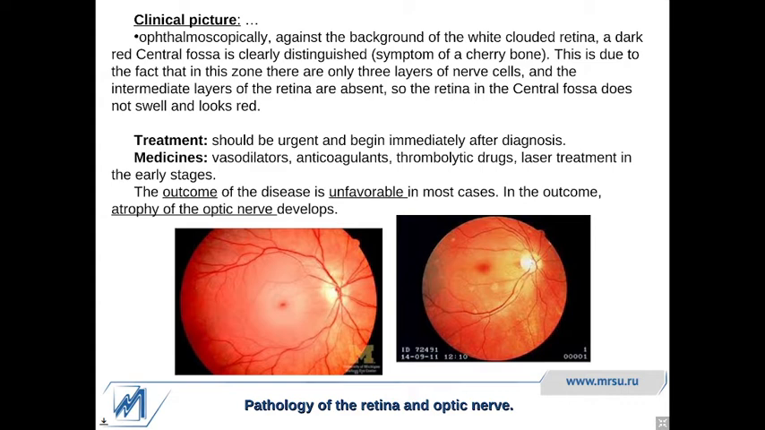About treatment. It should be urgent, of course, and begin immediately after diagnosis. Something like a stroke, but in the eye. Medicines: vasodilators, anticoagulants, thrombolytic drugs, laser treatment in the early stage. The outcome of the disease is unfavorable in most cases. In the outcome, atrophy of the optic disc develops. Treatment must be within 6 hours after the start of the disease, as with a stroke. And if it is, for example, after one day or 2 days, of course, the outcome of the disease will be unfavorable.